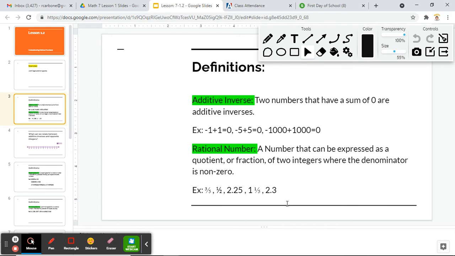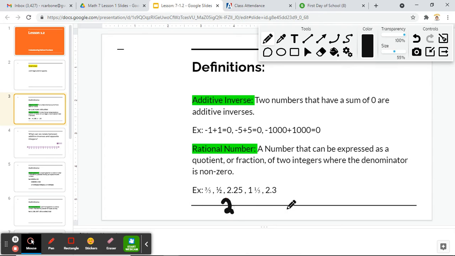Next, we have that of a rational number. A rational number is a number that can be expressed as a quotient or fraction of 2 integers where the denominator is non-zero. So these are common fractions like you're used to, such as 3/5, 1/2, 2.25, 1 and 1/5, or 2.3. We see here that fractions are included, but we also include decimals. And the reason is because we can rewrite decimals as fractions.